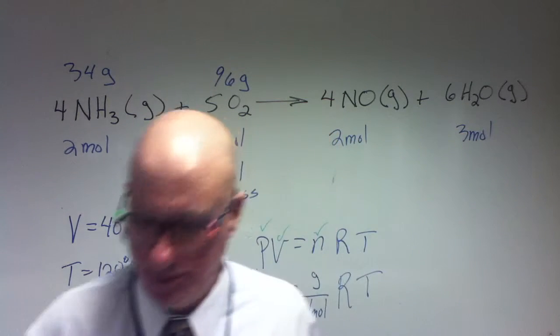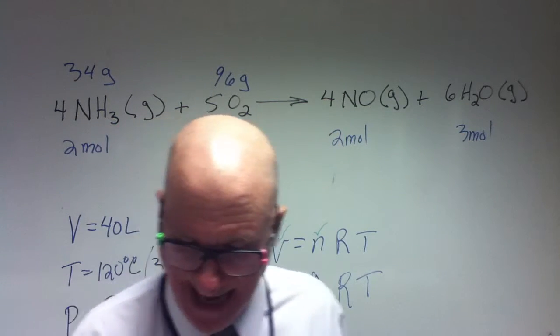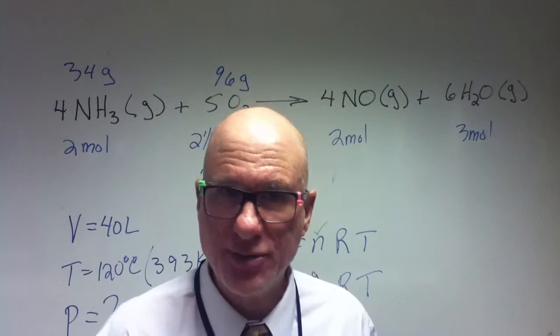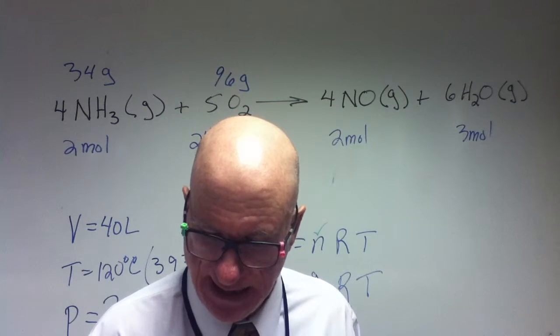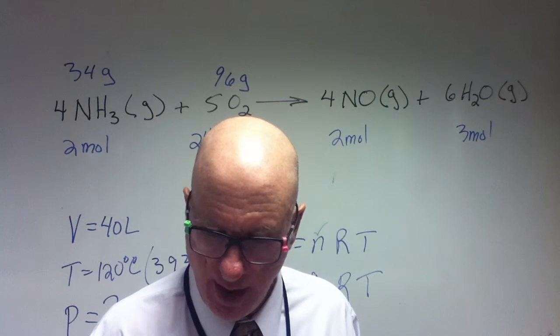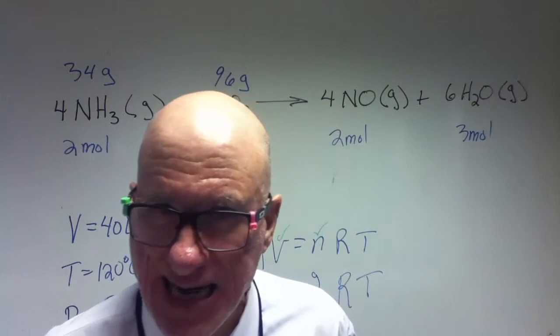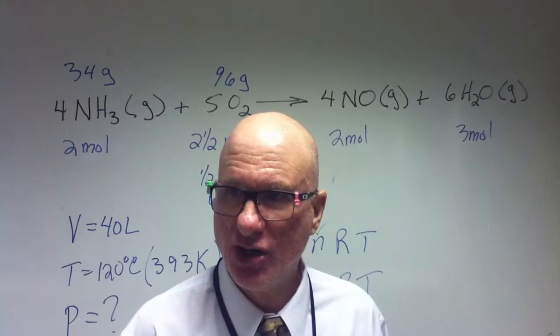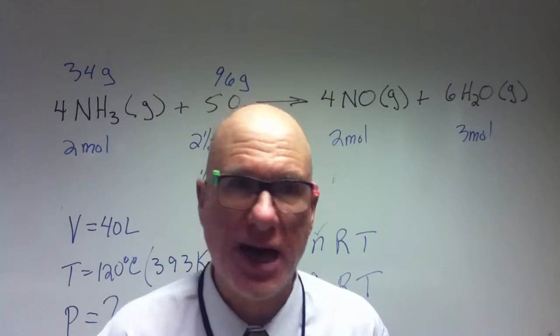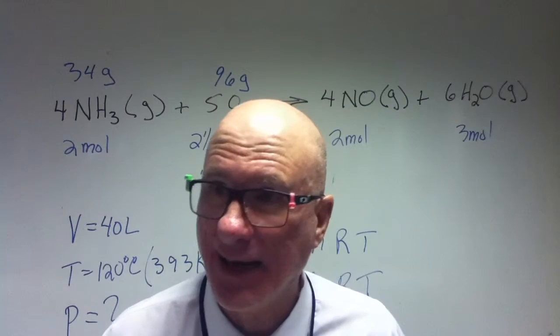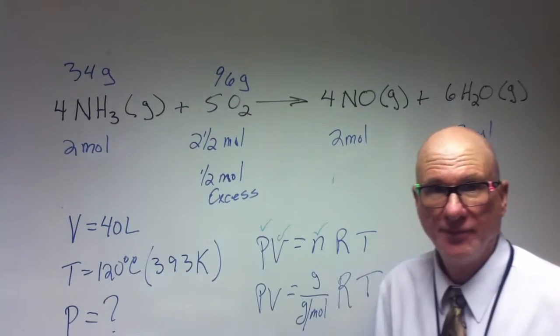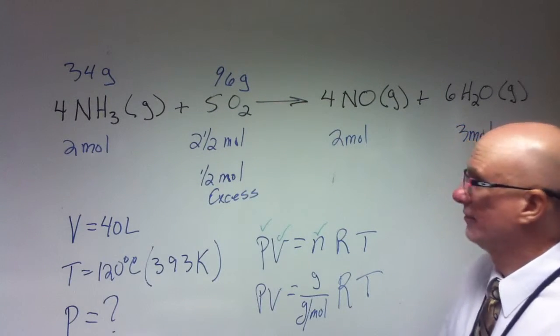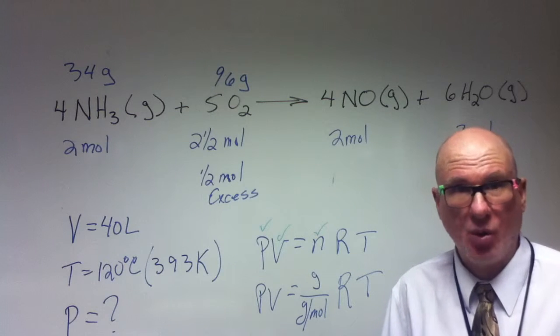Let me read the problem again. It says, when 34 grams of ammonia reacts with 96 grams of oxygen, what is the partial pressure of nitrogen monoxide in the sealed container? How many moles of nitrogen monoxide am I creating? How many moles? The answer is right on the board.